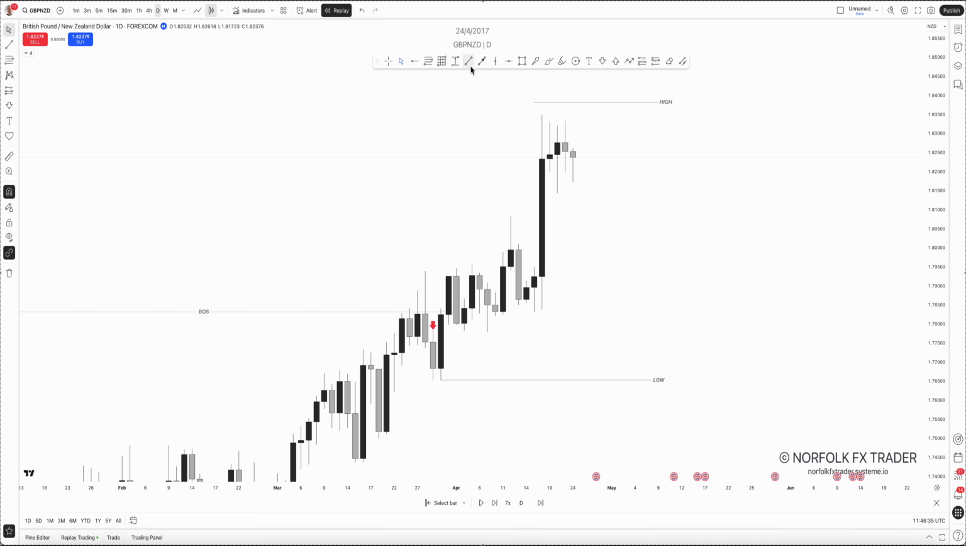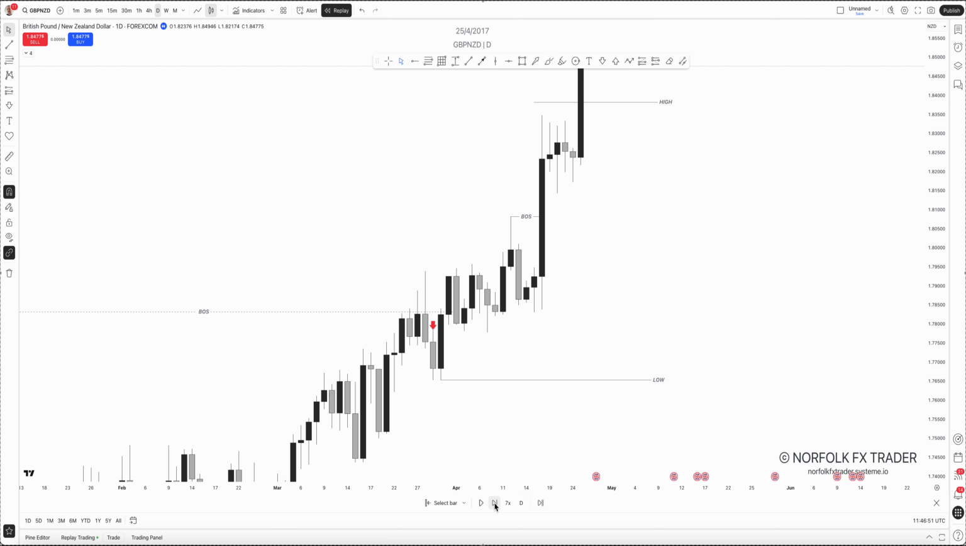So now let's mark this off. Let's grab this. Okay, so we'll bring this across. And this is our new break of structure. And now we have a valid bullish trend in play. And now what we can do, we can change this to a solid line to indicate that.